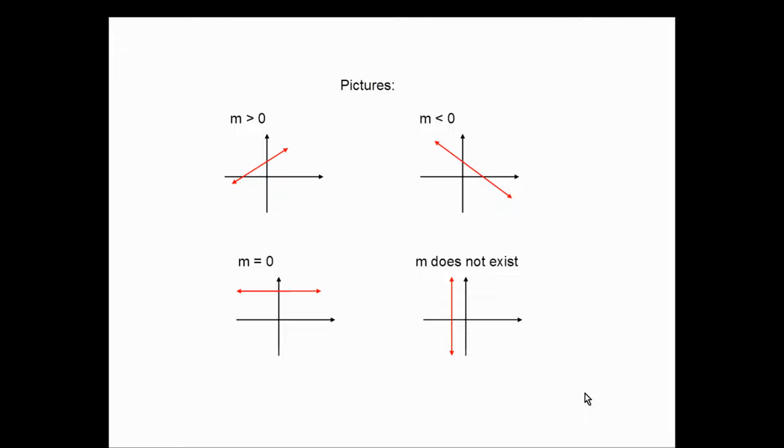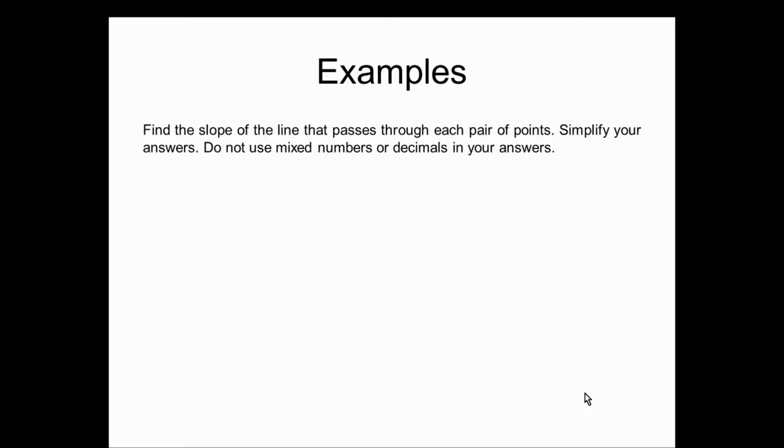Try some examples of finding slope. Now remember, slope is a fraction, reduce the fractions. So find the slope of the line that passes through each pair of points. Simplify your answers. Do not use mixed numbers and decimals in your answers. Okay, remember, simplify means reduce your fractions.